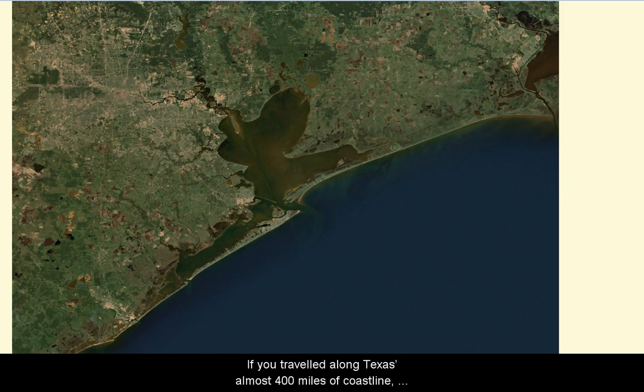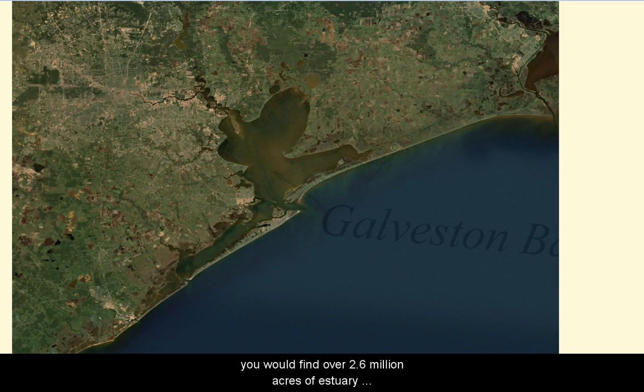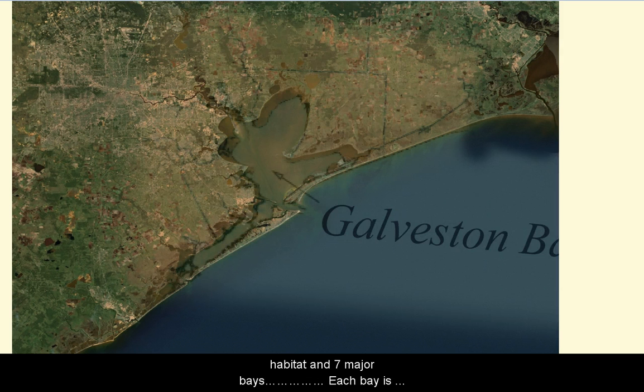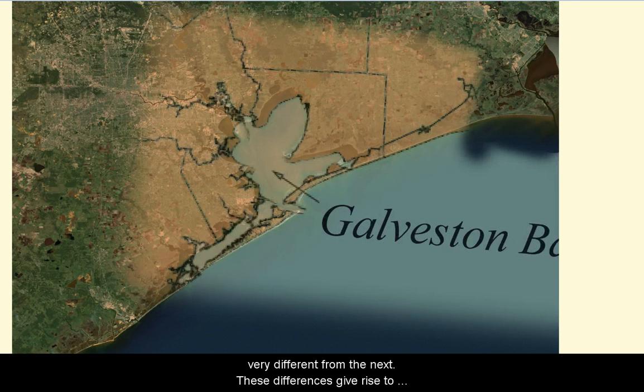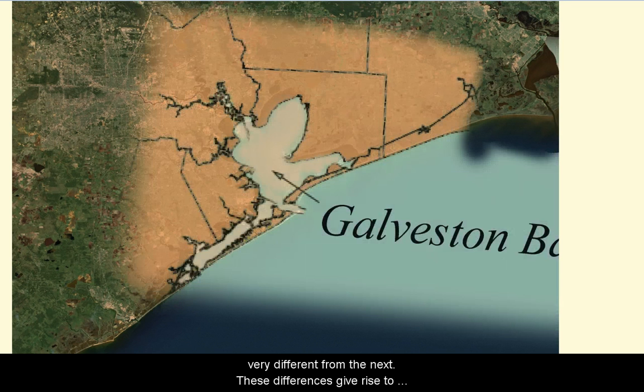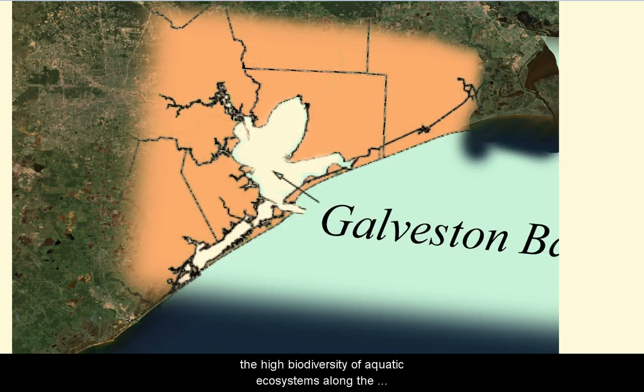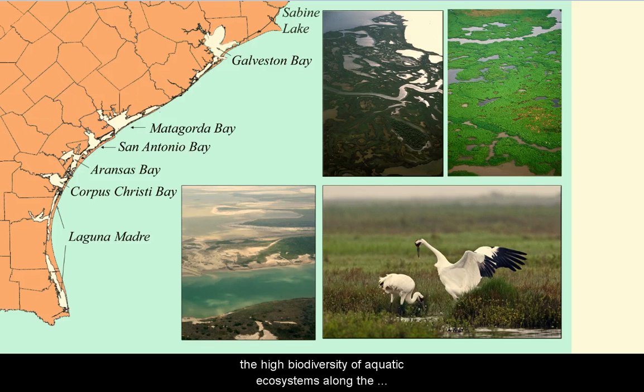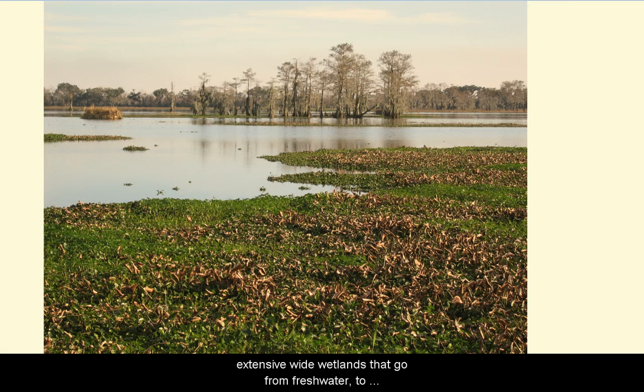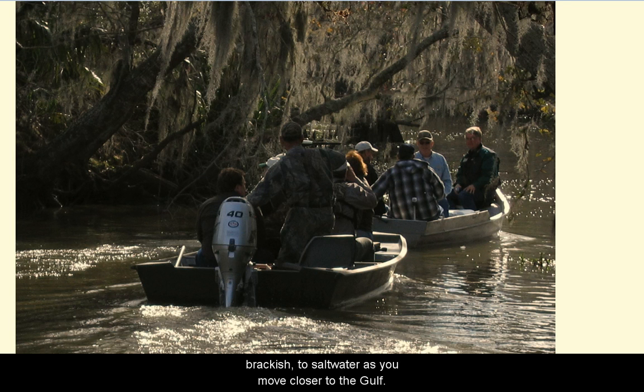If you traveled along Texas's almost 400 miles of coastline, you would find over 2.6 million acres of estuary habitat and 7 major bays. Each bay is very different from the other. These differences give rise to the high biodiversity of aquatic ecosystems along the Texas coast. The coast from Sabine Lake, on the border between Texas and Louisiana, to Galveston Bay is characterized by extensive, wide wetlands that go from freshwater to brackish to saltwater as you move closer to the Gulf.